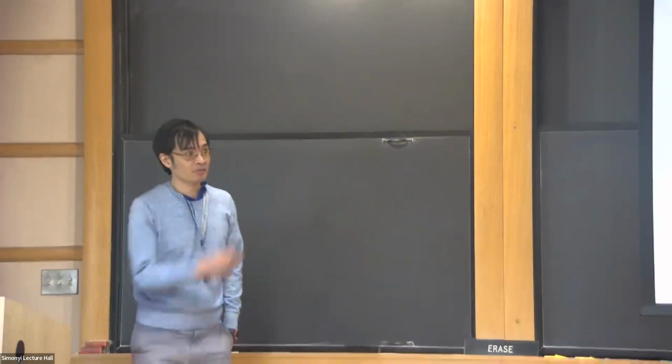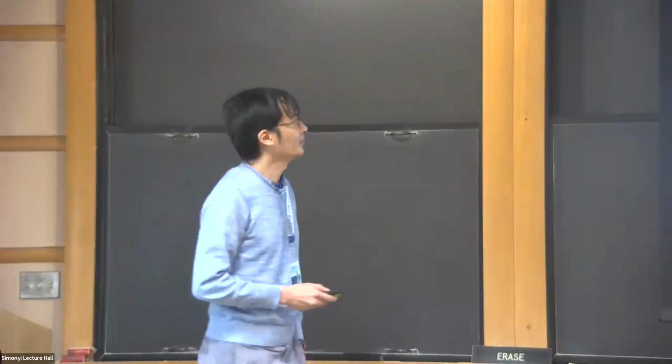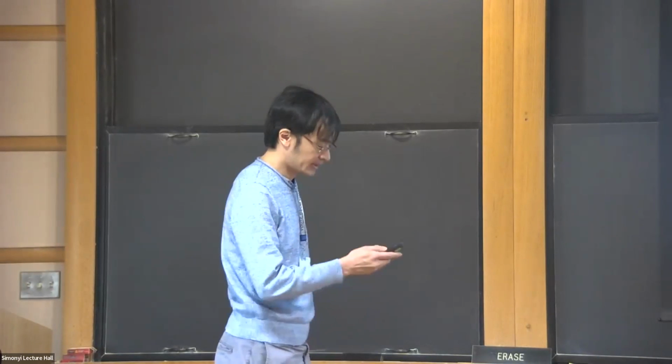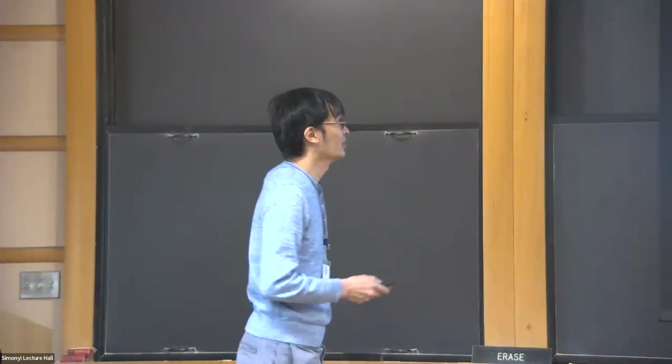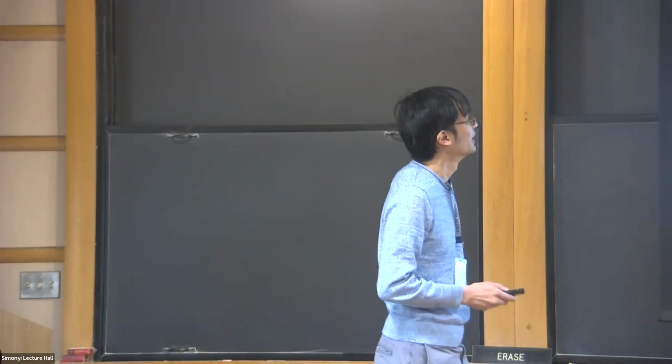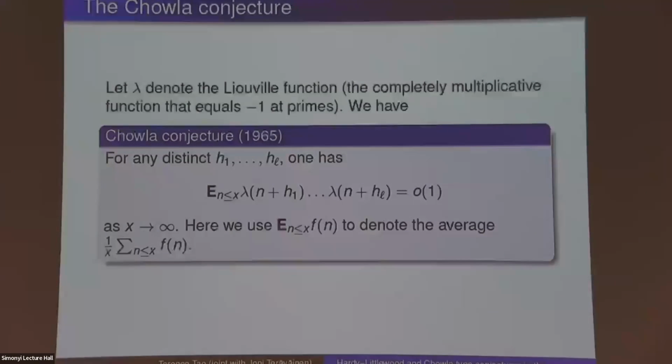So obviously, we heard the joint work of Joni Teravainen on what we can say about some old conjectures in number theory if you assume it's equal to 0. In particular, the Chowla and the Hardy-Littlewood conjectures. So let me just remind you what they are.